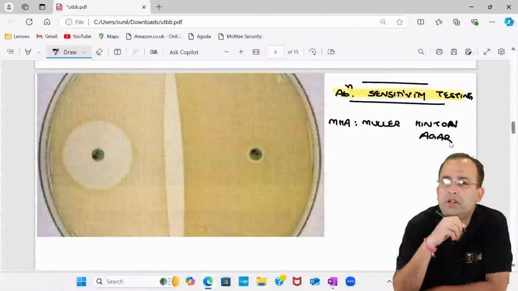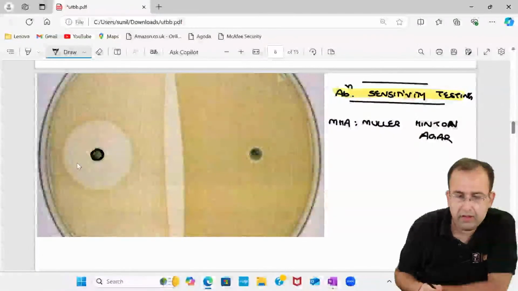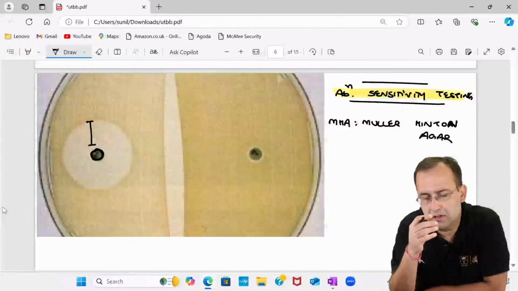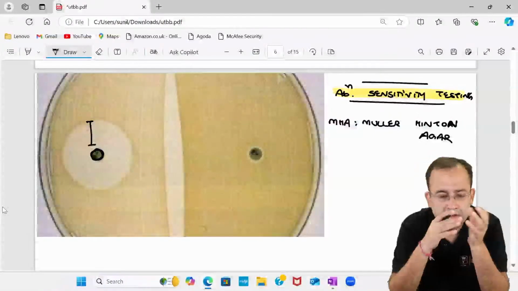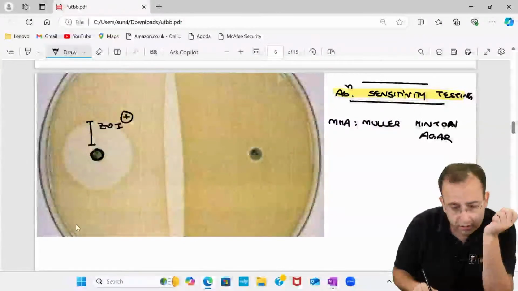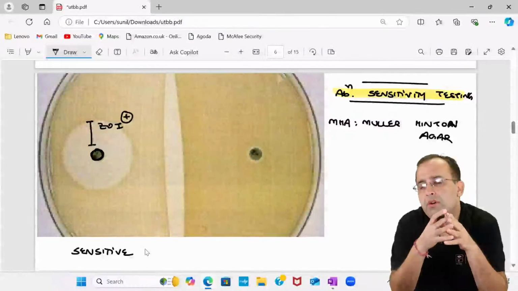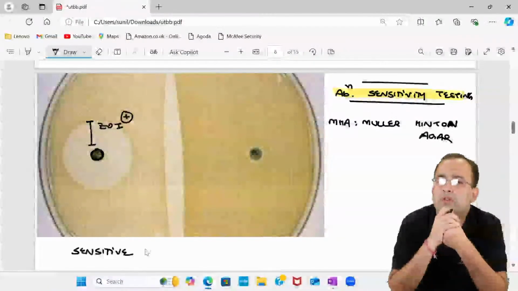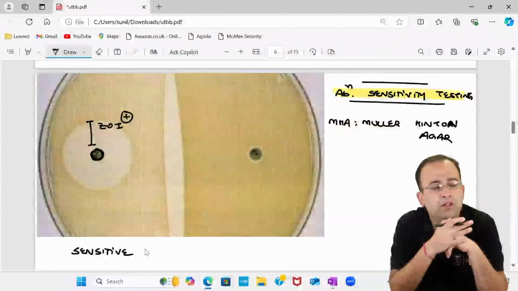Next point. Around the disc, this is the antibiotic disc. If the organism is not able to grow around the disc, why? Because from the disc, the antibiotic is diffusing around it. That means a zone of inhibition is present. This is sensitive. The organism is not able to grow around the disc. So the organism is sensitive to that particular antibiotic.